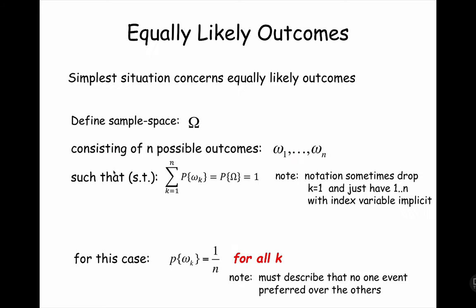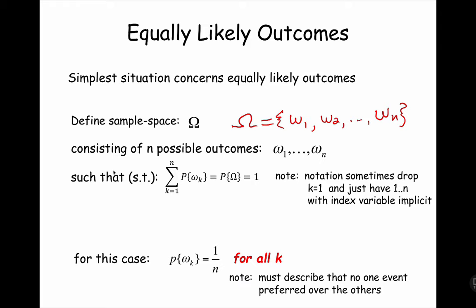Okay, so suppose we have equally likely outcomes. Just like the die roll, just like picking a card from a deck. You define your sample space, list out all the possible events, and let's say you can have n possible outcomes. So here we might write our sample space omega consists of little omega 1, little omega 2, and you have n many possible events. For the die roll, n would be 6. For the coin flip, n would be 2.